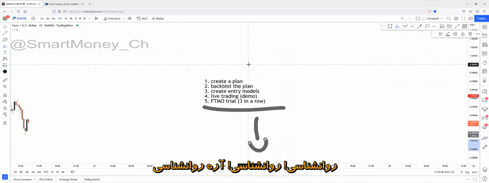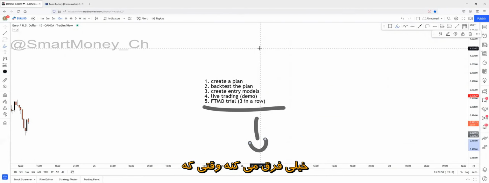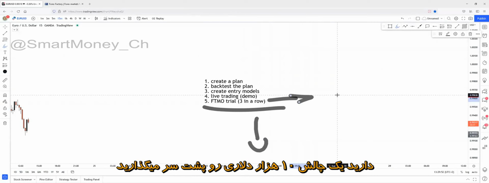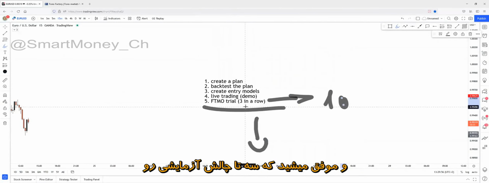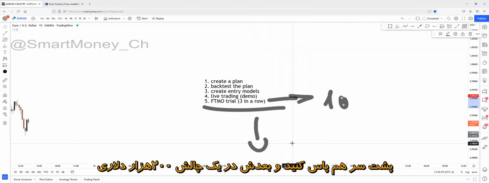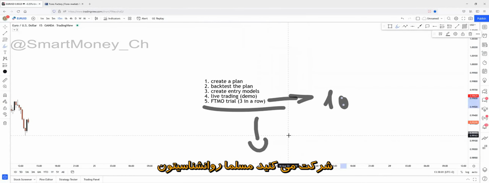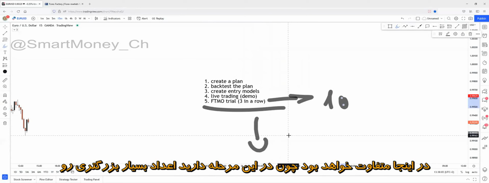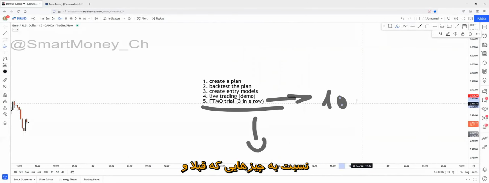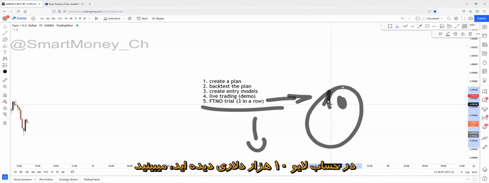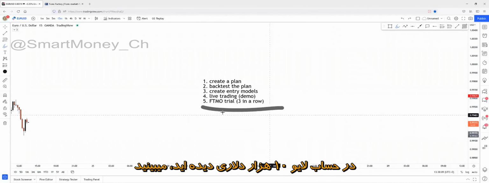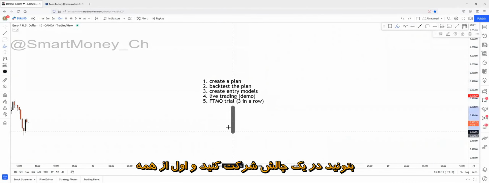But psychology hits different when you're completing 10K accounts, and you can complete 3 FTMO trial 10K accounts in a row. Then you apply for a 200K challenge. Of course, psychologically it will hit different because you're seeing much bigger numbers than you used to on the 10K. So yeah, these are the steps you have to complete to apply for a challenge.